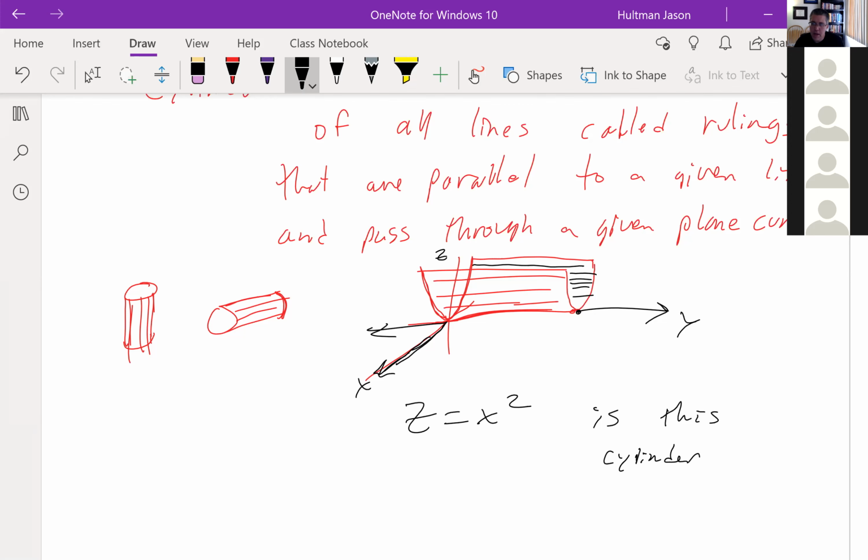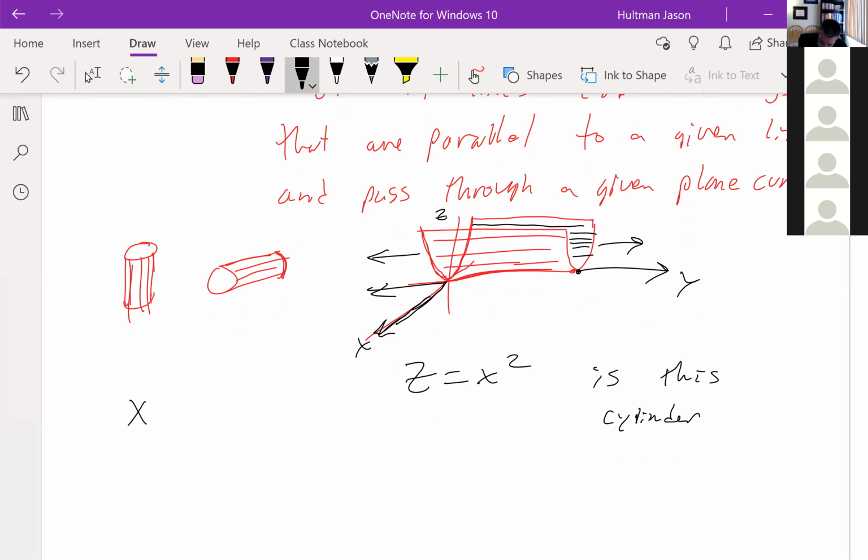So what does that mean? That means Y can be anything it wants to be, right? Y can be anything it wants to be, which makes sense. Because if this is going infinite direction in the Y direction, then that would make sense that Y could be anything. Hopefully that makes sense. Okay?